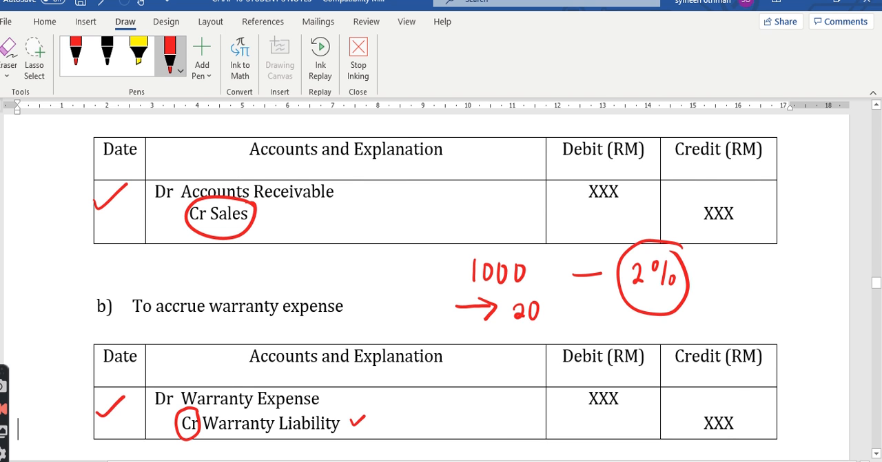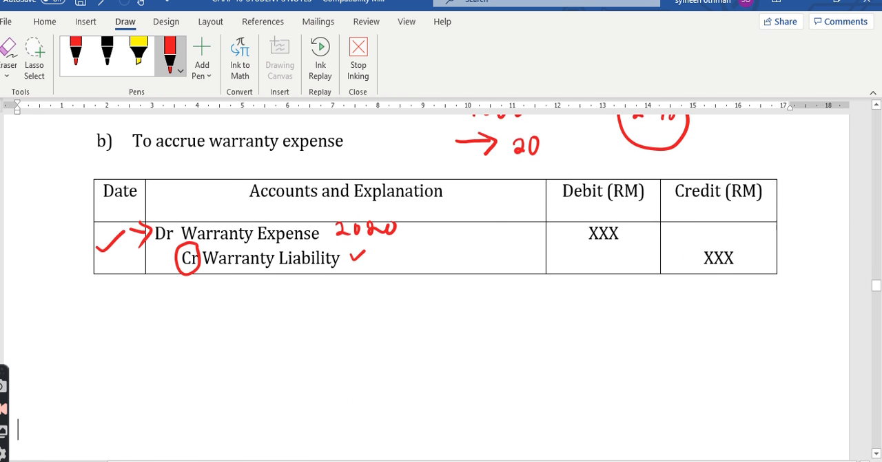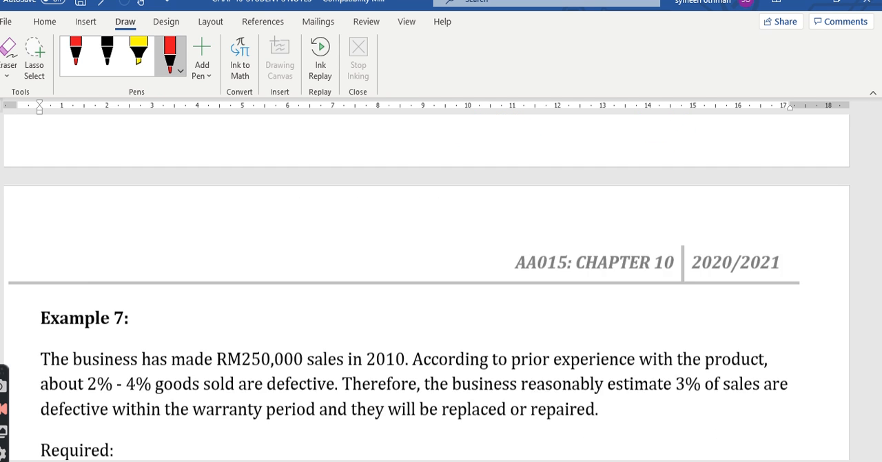It is an expense because, as I told you earlier, the warranty expense must be recorded together with the sales in the same accounting year. So if the sales are for the year 2020, this warranty expense will also be recorded in 2020. But when we will pay, we do not know yet, so we will credit warranty liability. Then we look at the example.